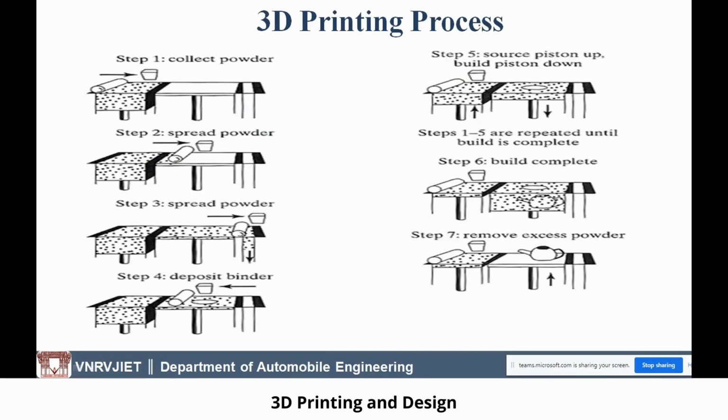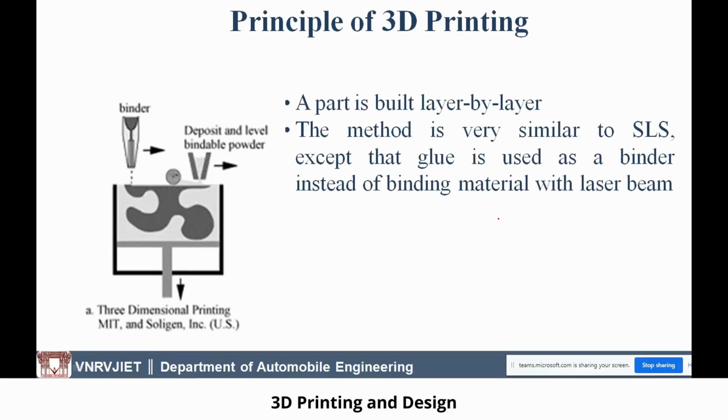Okay, so first step, we spread the powder onto the platform, and then once the spreading is over, the binder material will be deposited. Once the binder material is deposited, the joining of the powder together takes place. The fusing of powder takes place, so that the entire layer will be converted into a solid form. Once that is over, the next layer of powder will be spread onto the previous layer, and the process will be continued until we get the required product. The same thing I have explained.